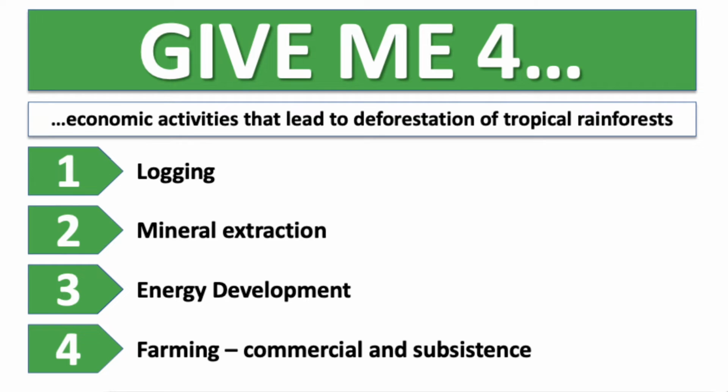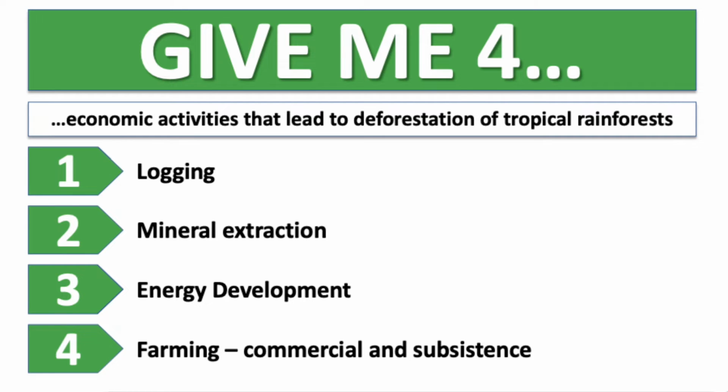So logging is a first step in converting forest into land for other uses, and that is either by clear felling, where all trees are chopped down in an area, which leads to the total destruction of those forest habitats. However, we do sometimes see selective logging, where only fully grown trees are cut down, and it means that the trees that have got the most important ecological value are left unharmed.